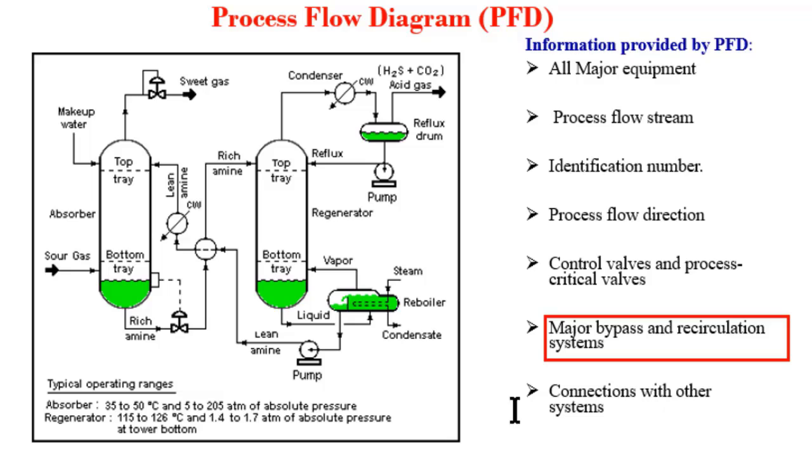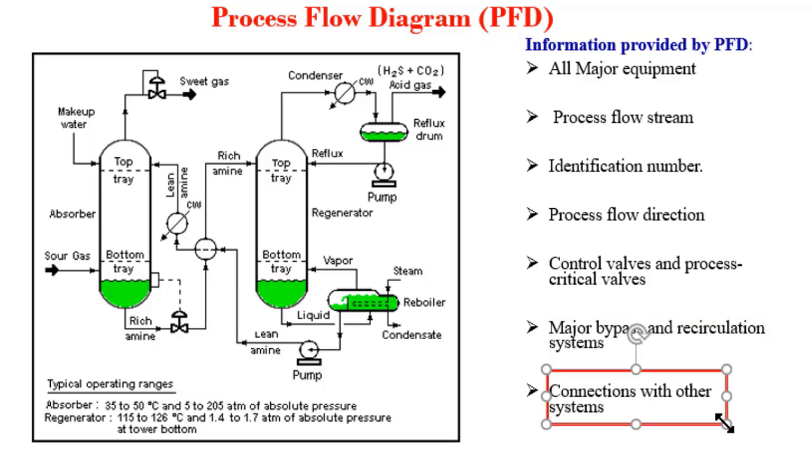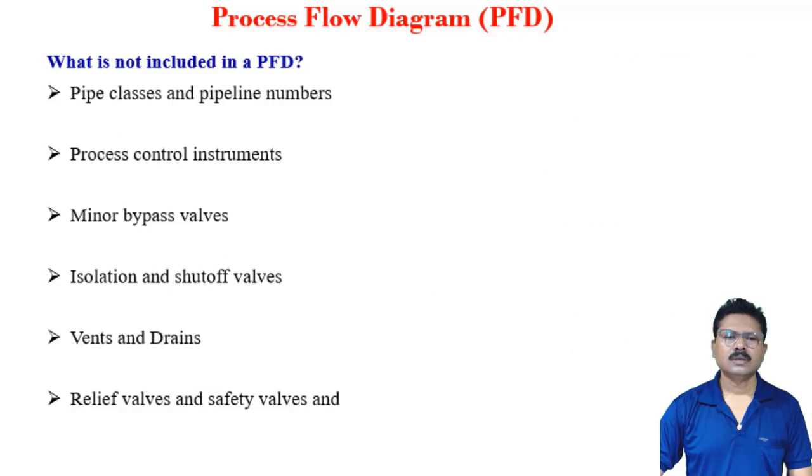The process flow diagram shows the major bypass and recirculation system. Say here, this is the recirculation system. The process flow diagram shows the different connections with other systems also. What are the parameters or features which are not included in the process flow diagram?